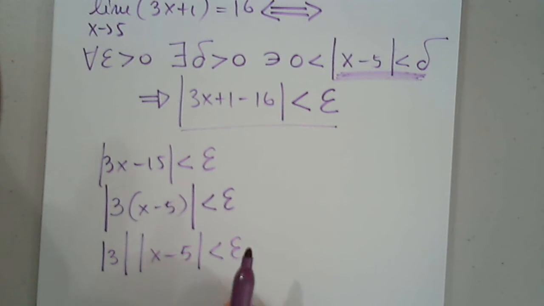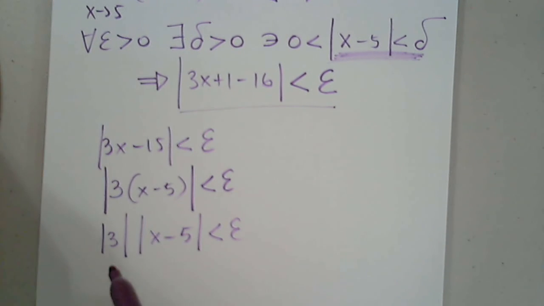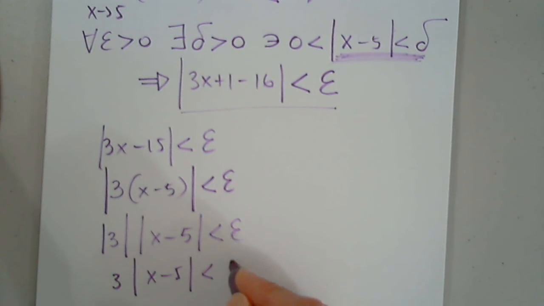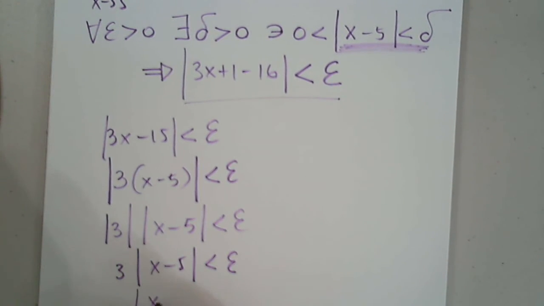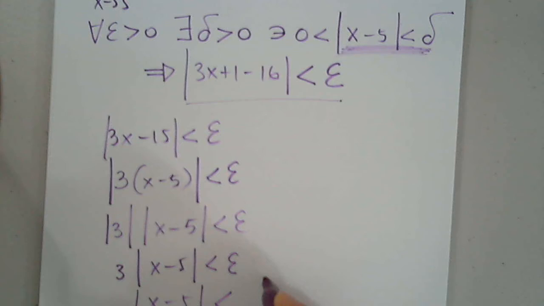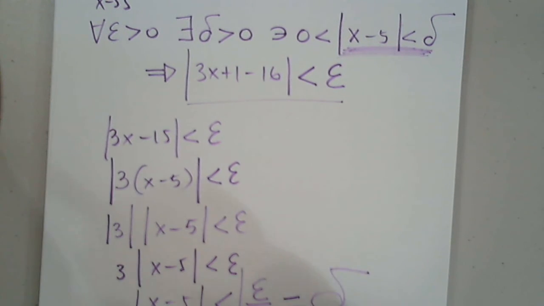Don't just divide by 3. You have to show this step. You have to change that into 3 times the absolute value of x minus 5 less than epsilon, and the absolute value of x minus 5 less than epsilon over 3, and this must be the delta we are looking for.